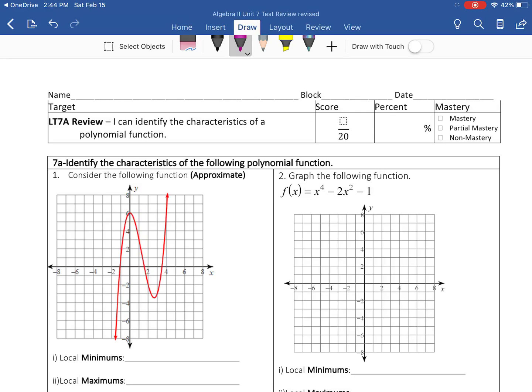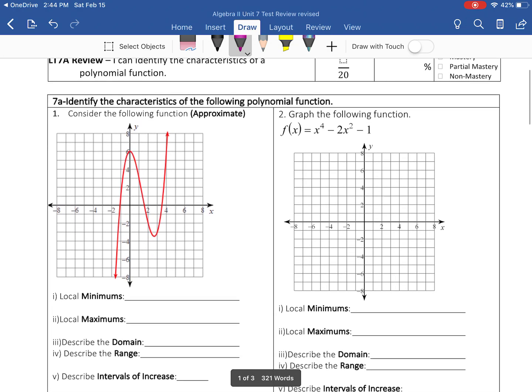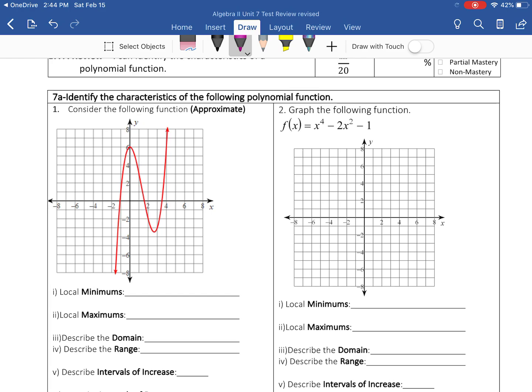Okay, so here is the video for graphing. So we're just going to look through graphing, just make sure that you have this down. So first thing, we have a graph here, polynomial. First thing we look at are our local mins and maxes. So we look for these points right here and right here, and we approximate their values.